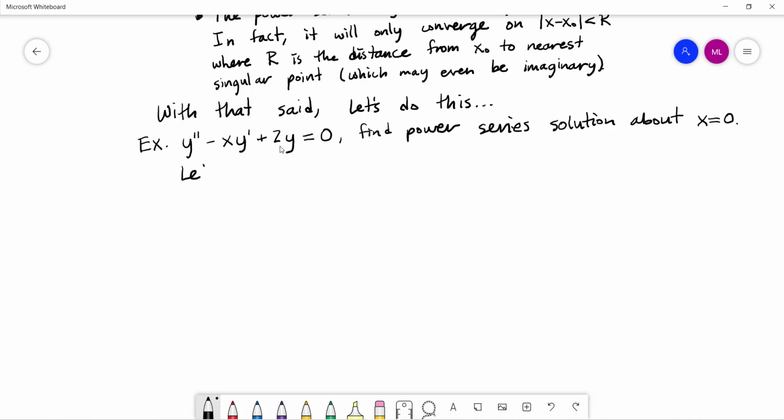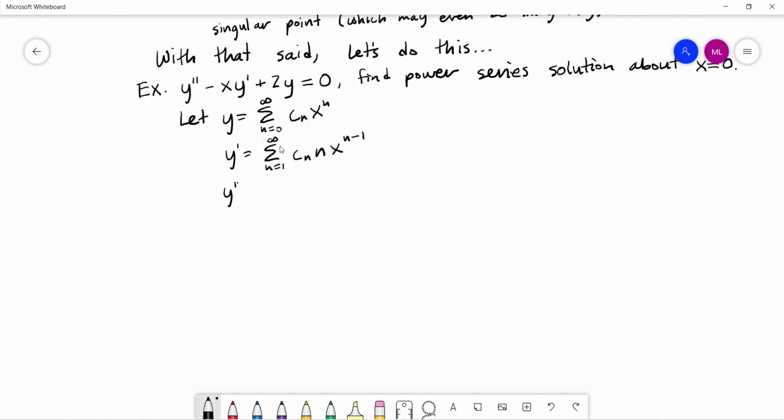So we're going to do the same thing. We are going to let our y be equal to the sum from n equals 0 to infinity of Cn x to the n, which will automatically give us that y prime is the sum from n equals 1 to infinity of Cn times n x to the n minus 1. And y double prime, again, I'm basically doing these without thought. We basically have these memorized because they are always going to be the same. N times n minus 1, x to the n minus 2.